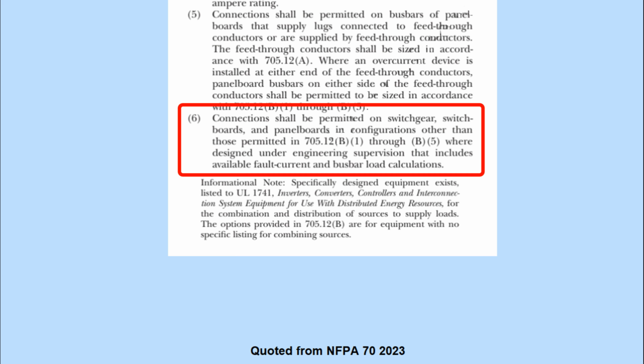6. Connections shall be permitted on switchgear, switchboards, and panelboards in configurations other than those permitted in 705.12(B)(1) through (B)(5), where designed under engineering supervision that includes available fault current and bus bar load calculations.